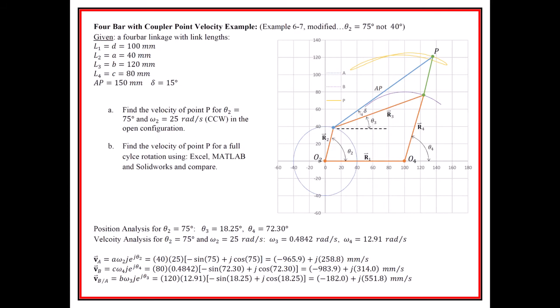We previously did the position analysis for a full rotation in earlier examples and videos. I believe that you can look those up. I think class 15 is where I have done this problem for full rotation. But I've adapted it somewhat. Now I've used theta 2 equal to 75 instead of 40. I've also made the length of the coupler 150 and changed the angle to 15. And I want to find the velocity at point P when it's at this position.